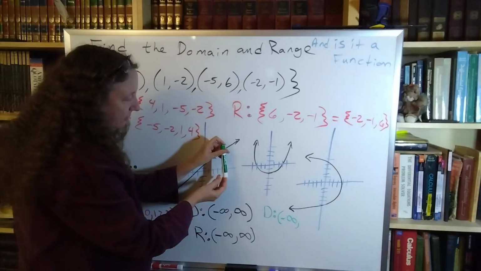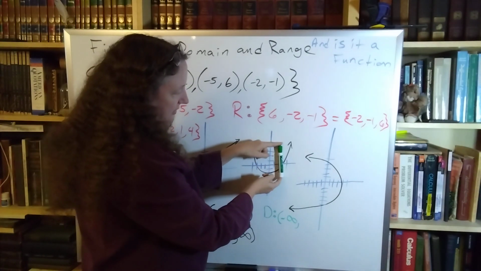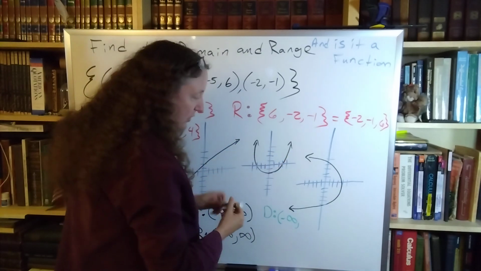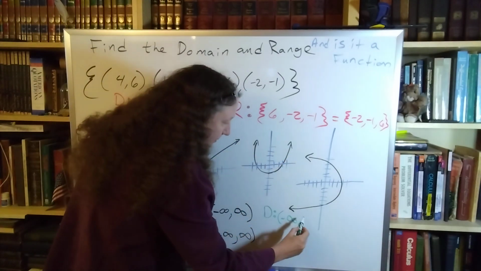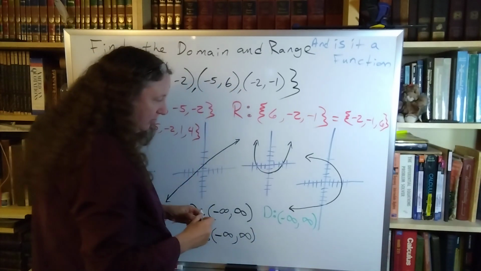Looking at my domain, so I'm still going from left to right. There's no breaks in it. I keep going. Last time I see my line, it has an arrow on it telling me it keeps going to positive infinity. So that gets the parentheses on it.